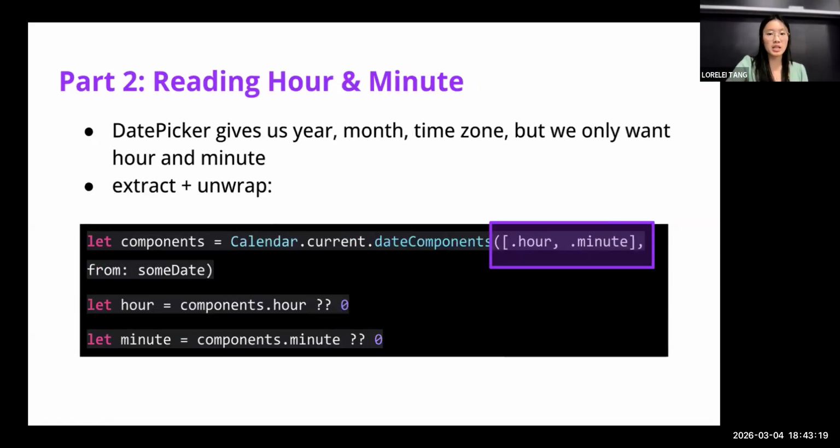The second part for reading the hour and the minute is going to allow us to extract and unwrap the date information. So date picker will give us the year, the month, and the time zone. But for example, if we only want hour and minute, which is probably more relevant for our app, which is dealing with sleep, we can extract and unwrap that information using this syntax right here, which is .hour, .minute in the brackets. Again, you don't have to understand why it's that. We're just telling you now, so it's easier for you when you're building it later.